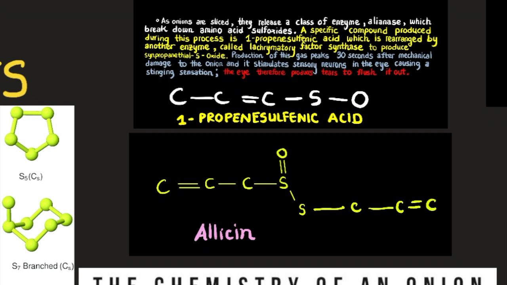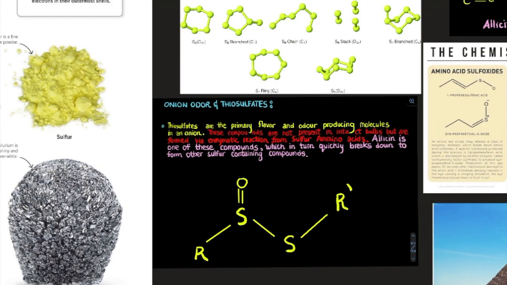So I drew them all out. I drew out the carbons, the bonds and the sulfur elements that are included within the molecule. And this is the other onion odor and thiosulfates.